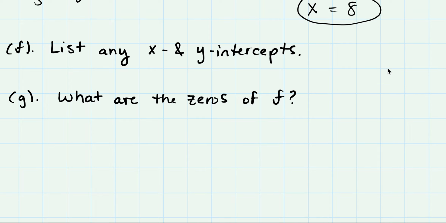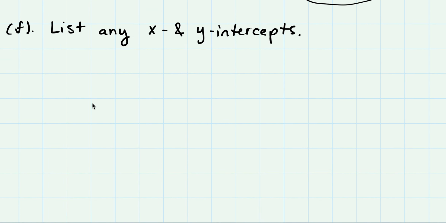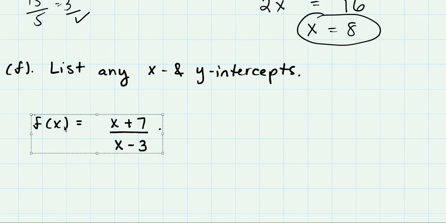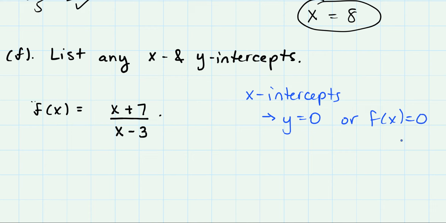I think these are the last two problems. Let's scroll down a little bit and let's put our function here again. I want to list any x and y intercepts. How do I do that? Well, let's remember what the x-intercepts are. That's when y is equal to 0 or f of x is equal to 0. So we set this thing equal to 0. We get 0 is equal to x plus 7 over x minus 3, and we want to solve for x.